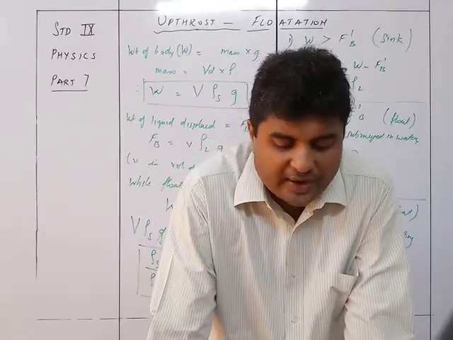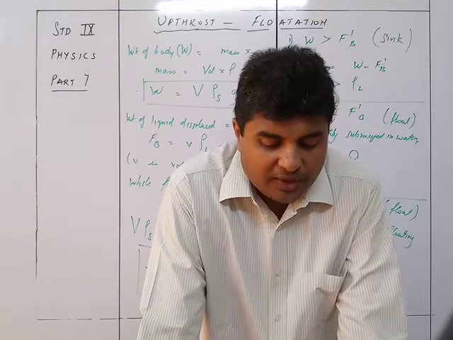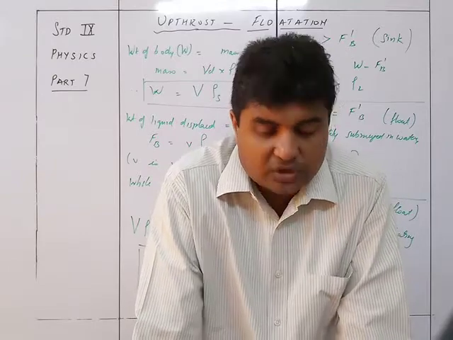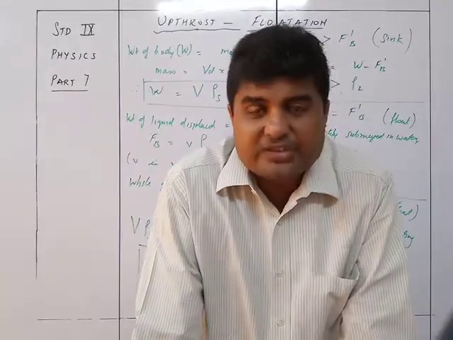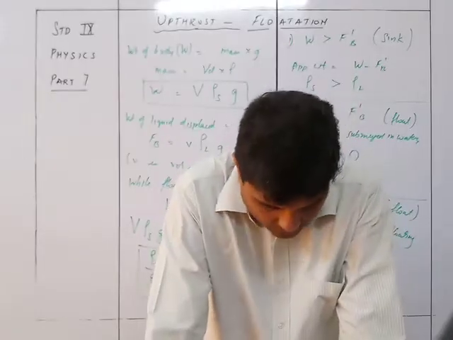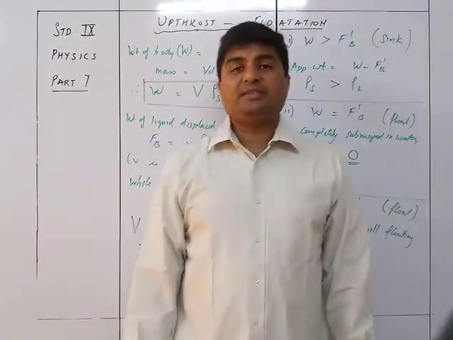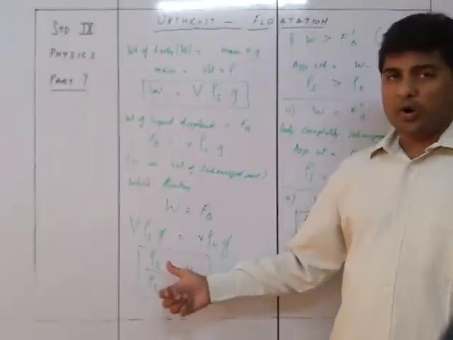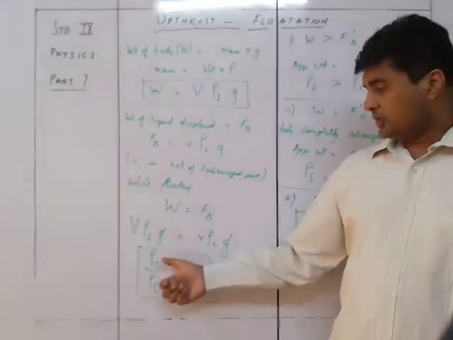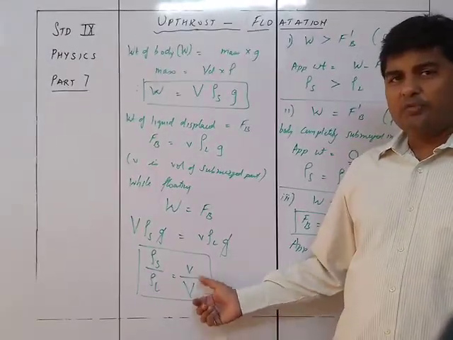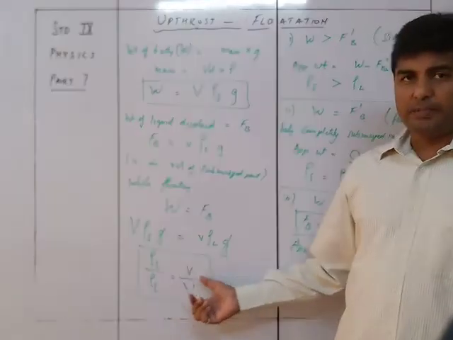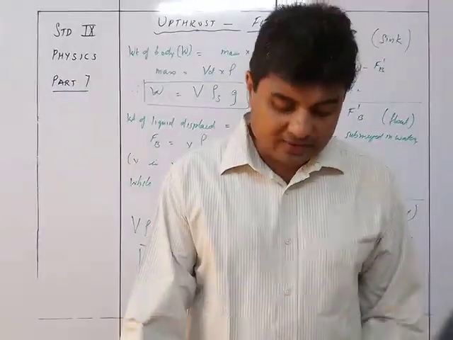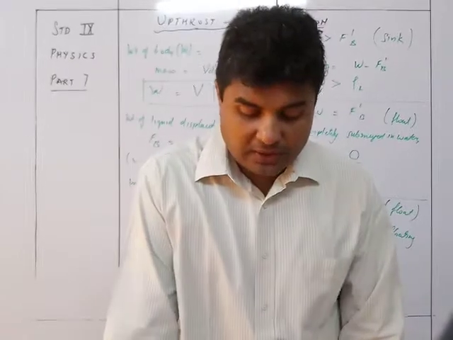So cork of density rho S 3 upon 4 gram per centimeter cube, while floating in water, will have its 3/4 part immersed inside water because rho L is 1, and 1/4 part outside the surface of water. When we are talking about water, we know that rho L is 1. So if the volume submerged upon the volume of the body is 3 upon 4, that means the submerged part will be 3 and 1/4 part will be above the water. That is what we understand from this formula.